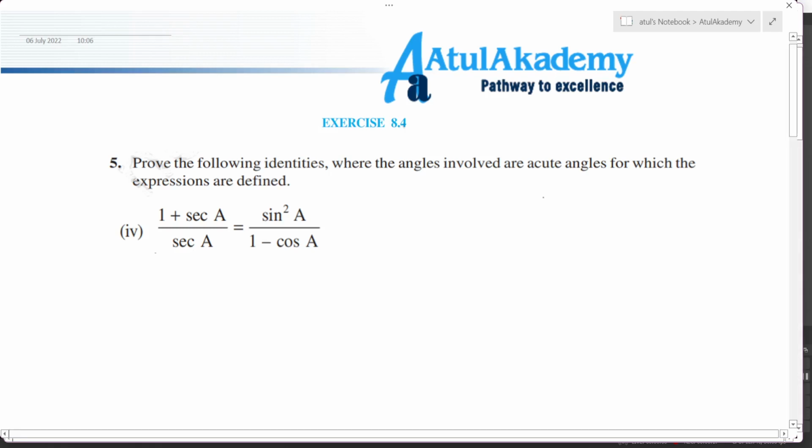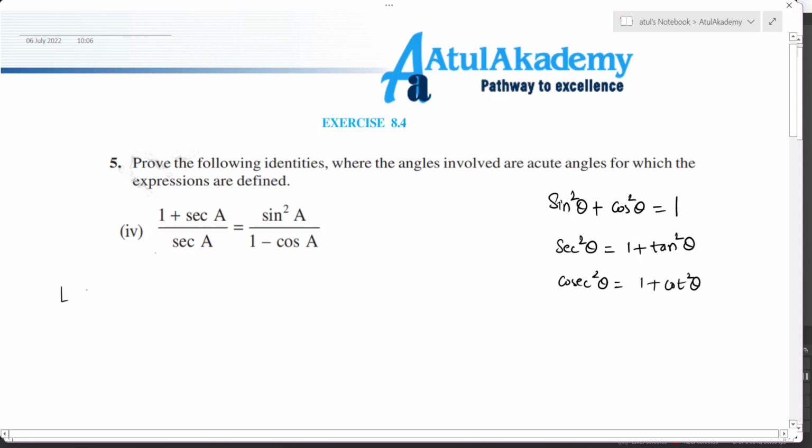I hope you all remember the identities. I'm writing them on the side. So sine squared theta plus cos squared theta is equal to 1. First one. Secant squared theta is 1 plus tan squared theta. Cosecant squared theta is 1 plus cot squared theta. So let us start over this.